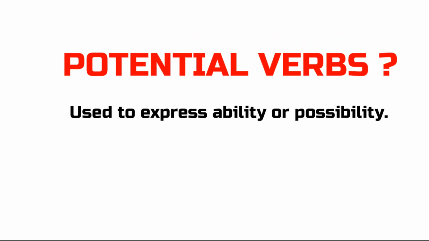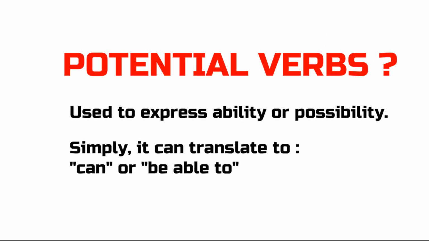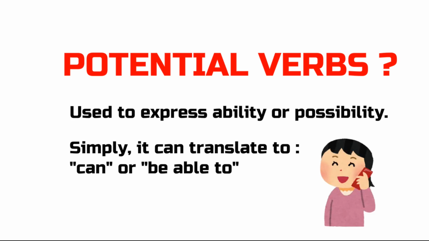So what exactly are potential verbs? Potential verbs are used to express ability. Simply, it can translate to "can" or "be able to". For example, "I can speak fluently." So how do we say that in Japanese? Let's see.